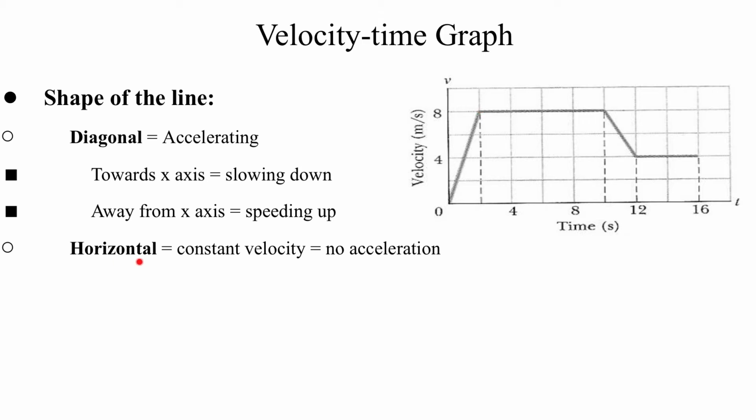And then we'll see horizontal lines as well. This would imply constant velocity, meaning there's no acceleration. So from 2 to 10 seconds, for instance, this is a horizontal line. We're maintaining a velocity of 8 meters per second. Over here from 12 to 16, we're maintaining a velocity of 4 meters per second. If our horizontal line was on our x-axis, it would be sitting at a velocity of 0, which would imply that the object is not moving at all.